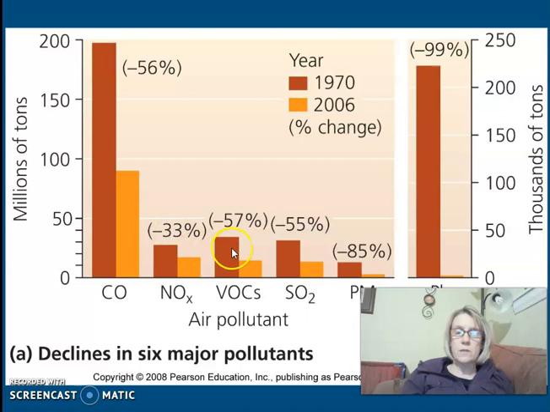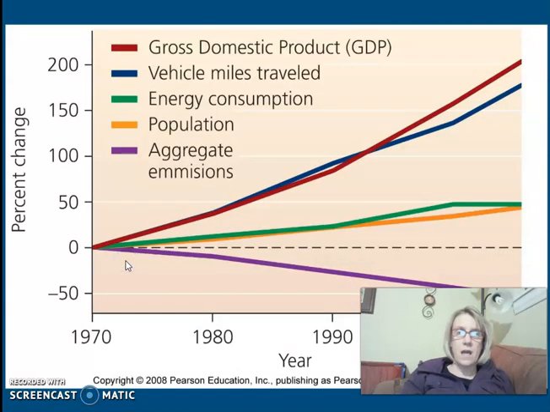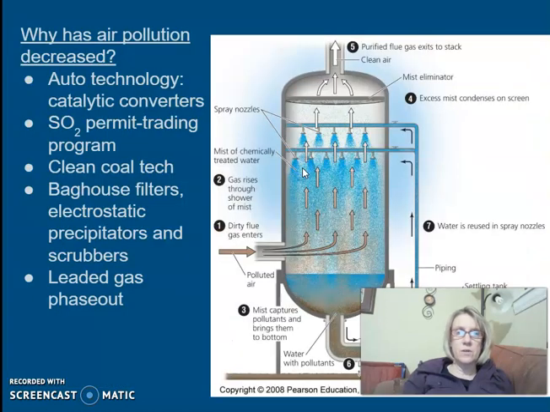But if we look at these over time, so this is actually showing 1970 to 2016. Look, they've almost all decreased, and lead really dropped. Lead had to have its own axis over here, note. All right. And notice the emissions dropped while all these other things went up. Population, vehicles.